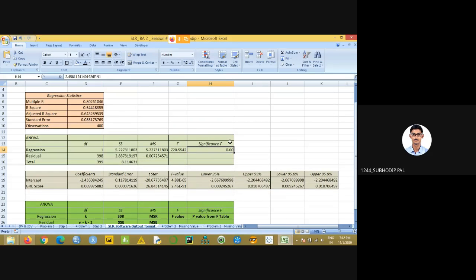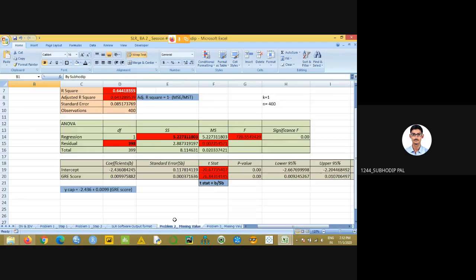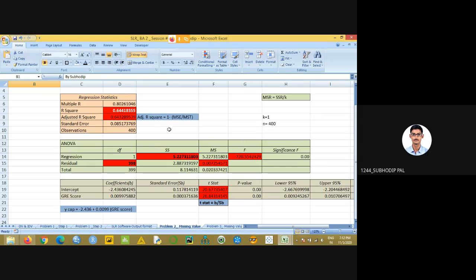In this particular type of problem, you will get this kind of scenario. They'll give the entire output, and there will be some missing values here and there. So you have to find them using the formulas you know.